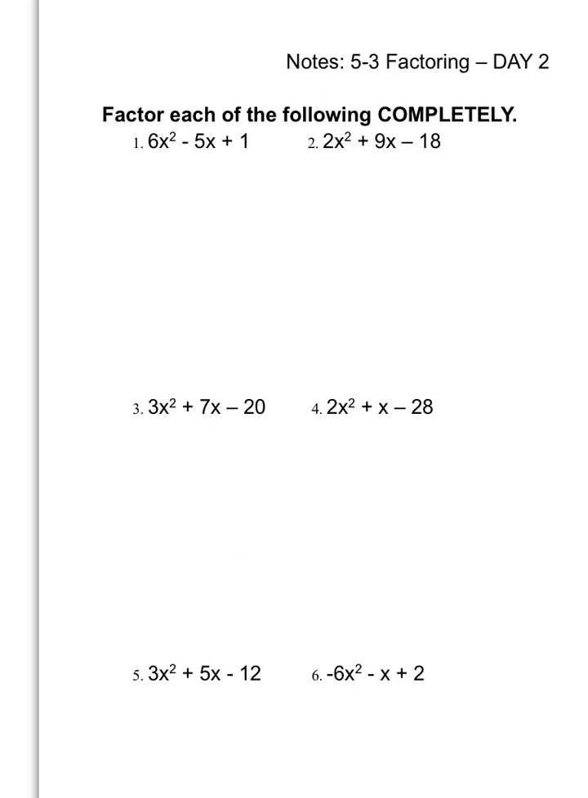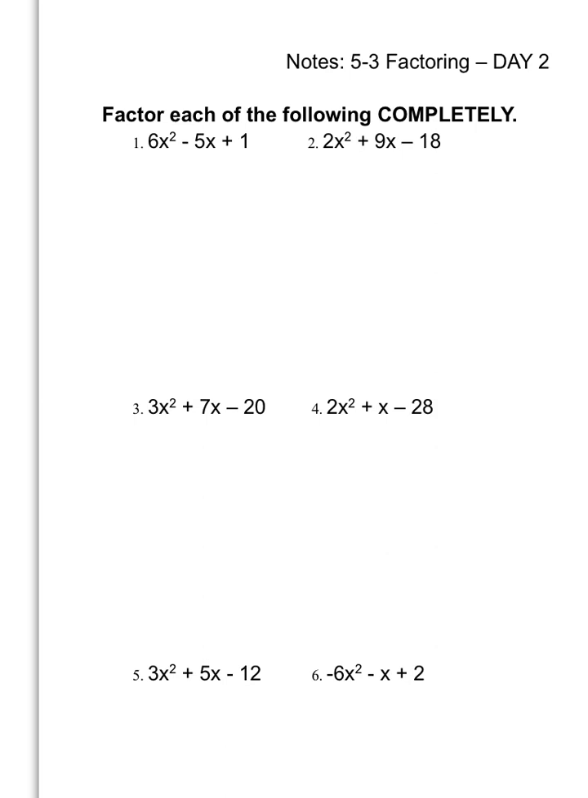Okay, on notes 5-3, we will be factoring day 2. So remember, the very first thing that you always check for when you're factoring is a GCF, the greatest common factor. It says factor each of the following completely, which means you're going to factor until you can't factor anymore. So notice on number 1, they don't have anything in common.